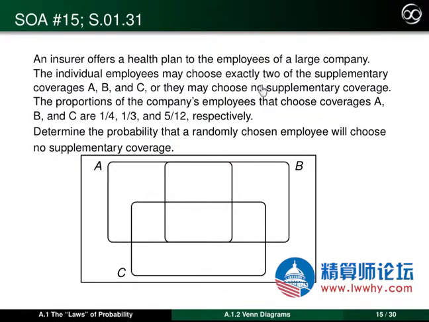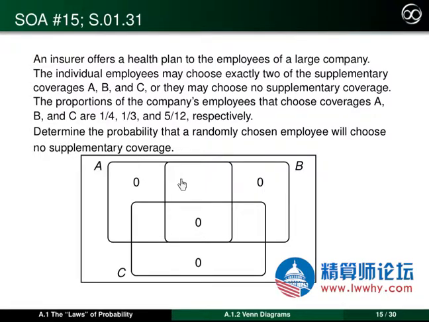You may choose either exactly 2 or 0. So you cannot choose all 3. And you cannot choose A only, or B only, or C only. What about A and B? Do we know how many choose that? Well, I know that a quarter choose A. That's not the same thing as saying a quarter choose A and B. It just says a quarter choose A.